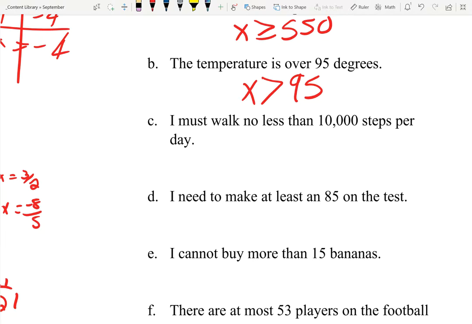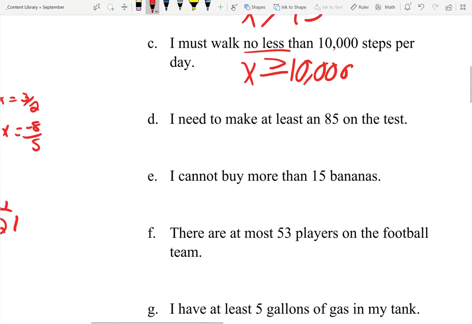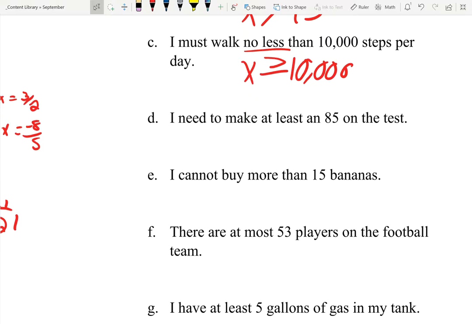I must walk no less than 10,000 steps per day. So the steps that I walk, if it's not less than 10,000, then it is more than or equal to 10,000. I need to make at least an 85 on the test. So my score on the test has to be more than or equal to 85. My score has to be higher than 85 or 85. So it's bigger than or equal to 85.